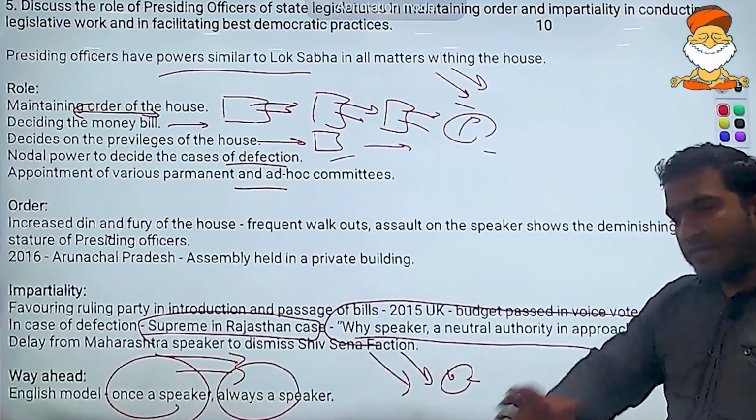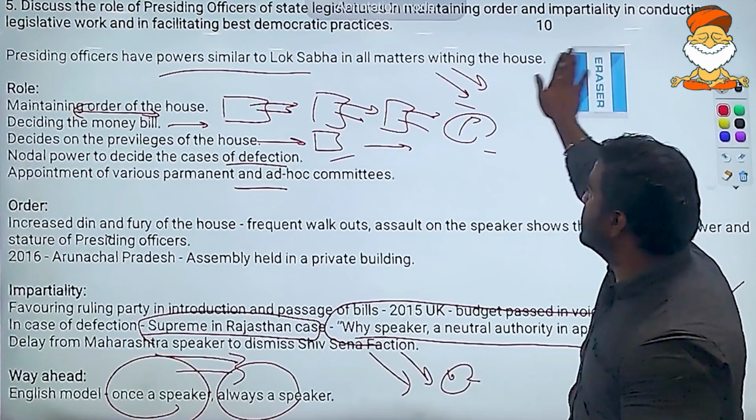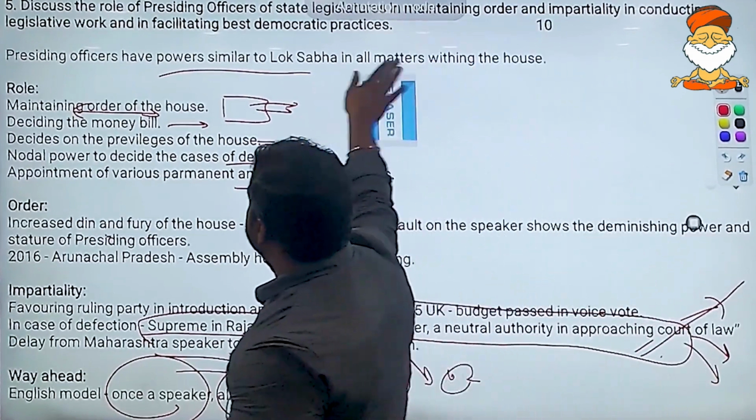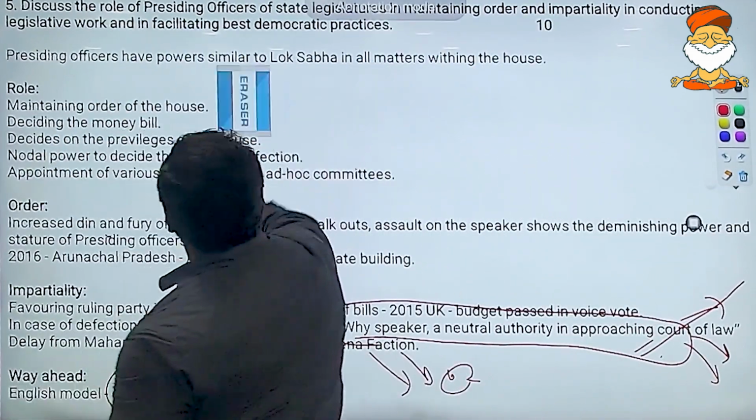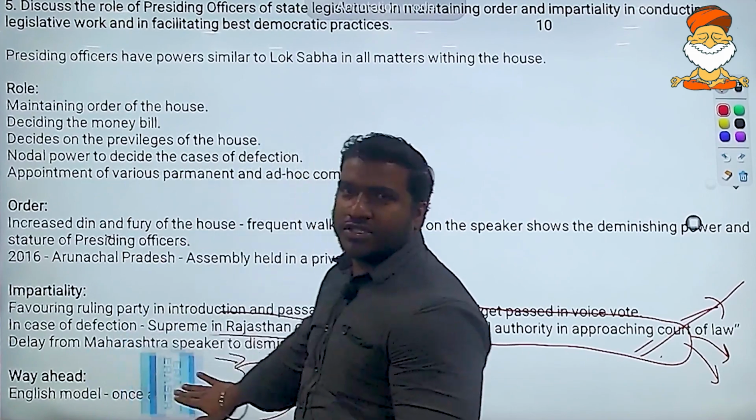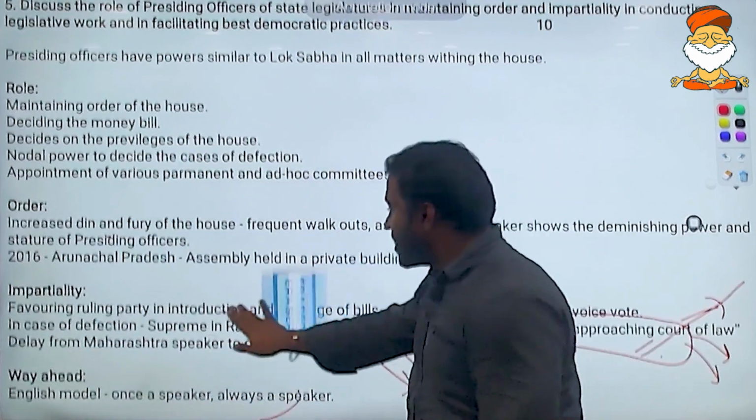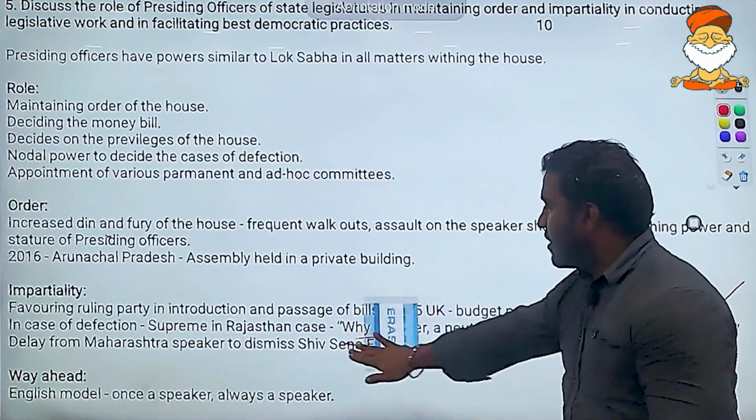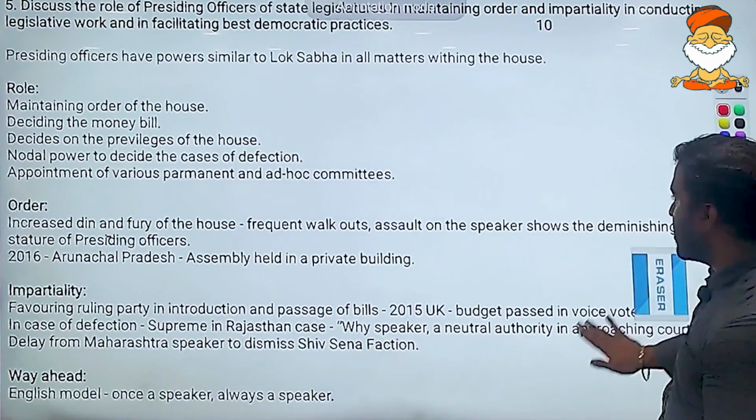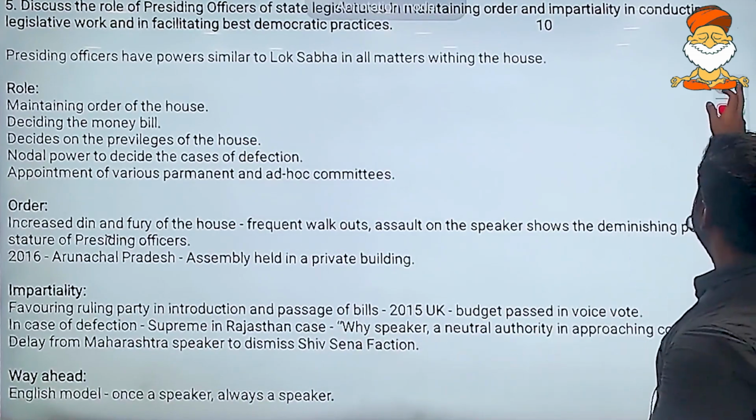Once a speaker is contesting, from the next time he will be unanimously elected from that constituency. There is no contestant against him from that constituency. At the same time, when a speaker is appointed, he will resign from the party and he will remain neutral.